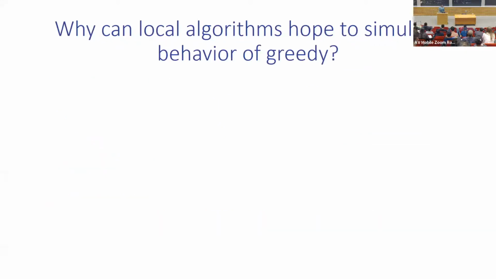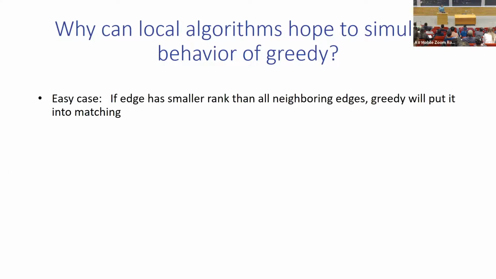Okay, now why can local algorithms hope to simulate the behavior of greedy? Well, an easy case would be that if an edge has smaller rank than all of its neighboring edges, like let's say my rank is 1, I'm the first edge, I don't even need to look at my neighbors. I know that they haven't been put in because I'm the smallest rank, so I have to go in, okay?